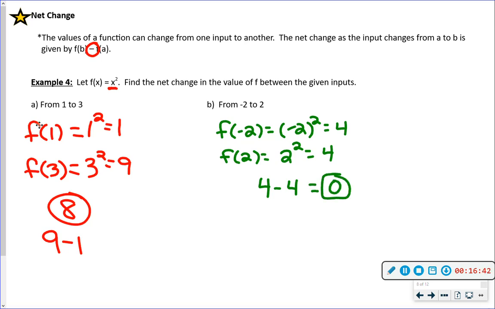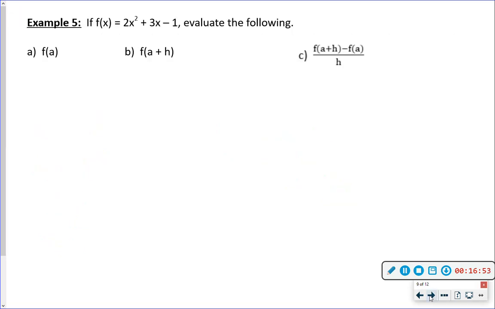Because just like I said, this is going to tie into average rate of change, which is slope of a line. You can have a 0 slope, it just flatlines. So don't let 0 scare you. Sometimes 0 scares people when they get those for answers.